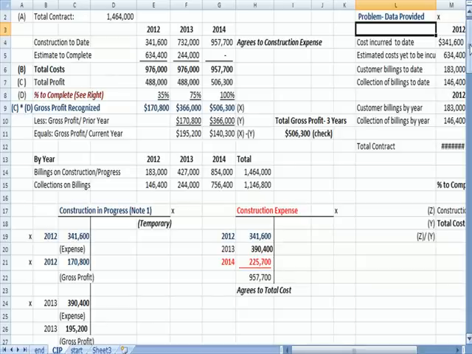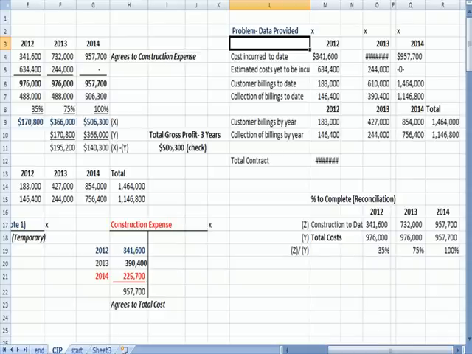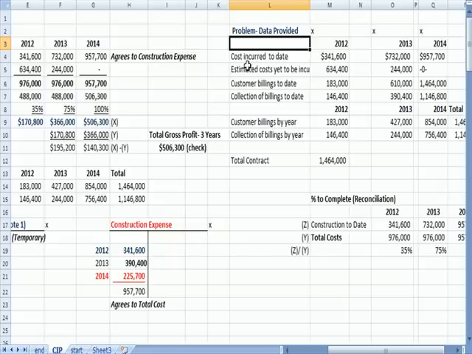So I've set up a problem that I recently did with a student, and I've added some things from the first version of this that I hope helps with some checks and balances to make sure that we have the problem correct. So over here we have the cost incurred on the project at the top. Costs incurred to date, how much have we spent so far by year?